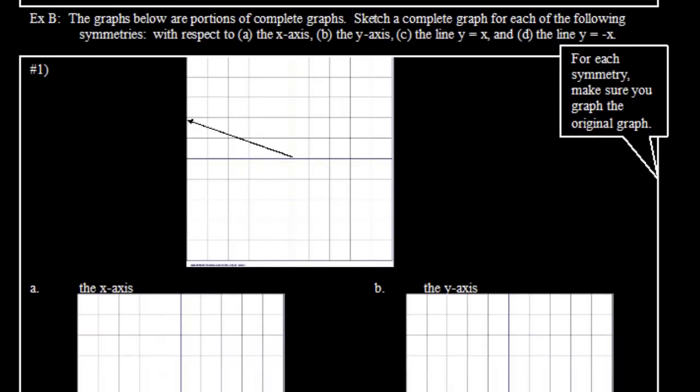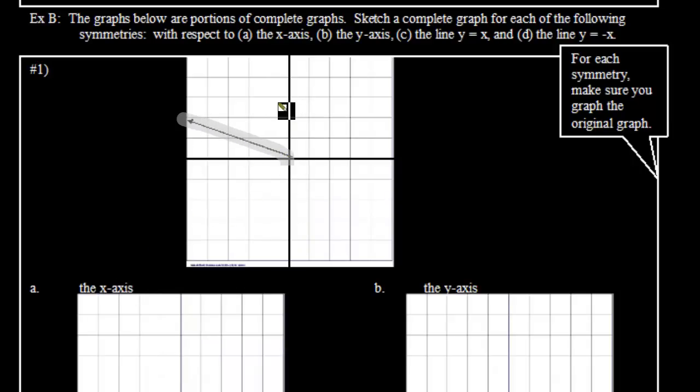I need to fix some of these a little bit because when I transferred this into the software, it didn't come out very well. The graphs below are portions of complete graphs. Sketch a complete graph for each of the following symmetries with respect to the line: the x-axis, and then the y-axis, the line y equals x, and the line y equals negative x. Let me first fix this a little bit. This is supposed to be where my y-axis is. This is supposed to be my x-axis. So here's our graph. This is our main graph that you see right here.